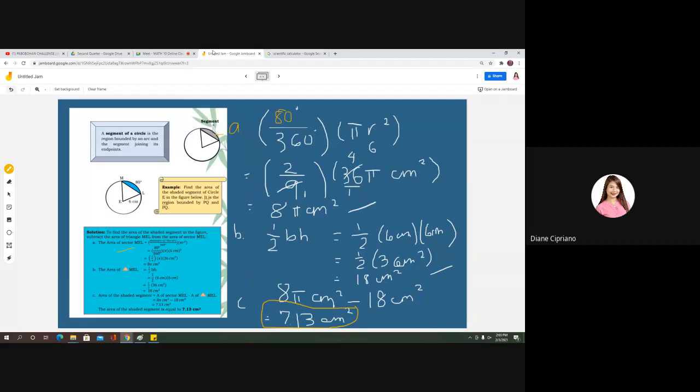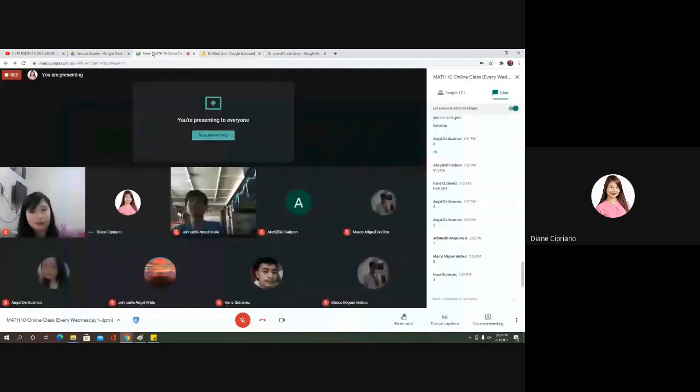Okay? Got it? It is safer if you give the answer with pi first, and then equate it into 3.14. Okay, okay. Thank you so much for that question. It will be clear to all of us.